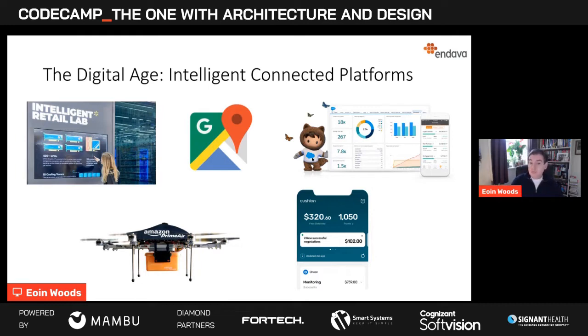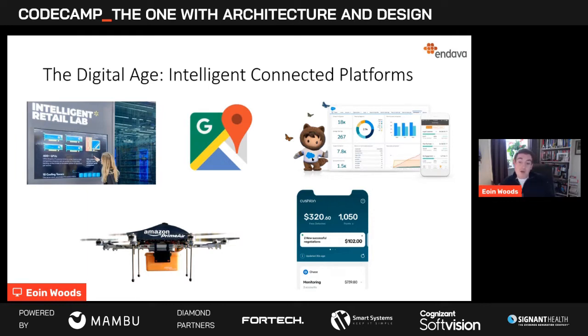The Amazon drones, they're highly intelligent. They bring themselves to drop off packages and bring returns back. They're highly connected. They're not a platform in the sense that you or I can build on top of them, but I'm pretty sure within Amazon, there is a platform that people are building drone applications on top of.